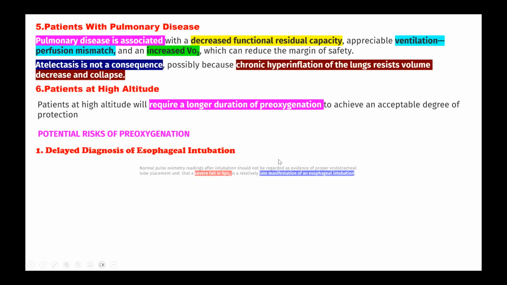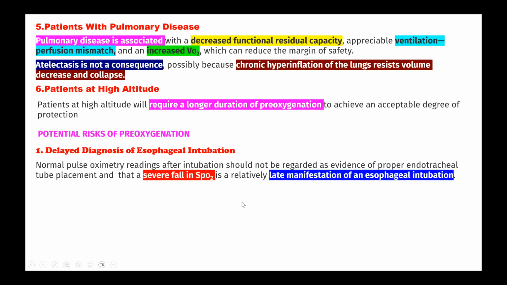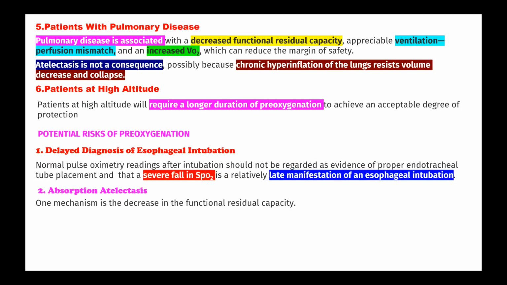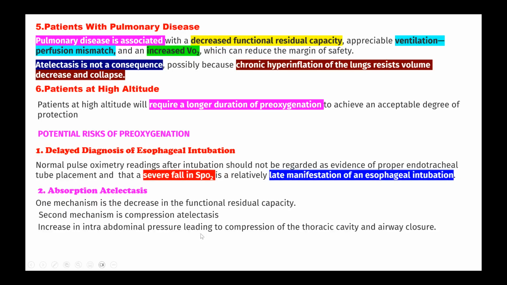Potential risks: there are some risks of preoxygenation. One is that esophageal intubation cannot be detected early because the fall in SpO2 will take a little longer time. Absorption atelectasis of the basal segments can also occur, along with an increase in intra-abdominal pressure leading to compression of the thoracic cavity and airway closure, and production of reactive oxygen species.